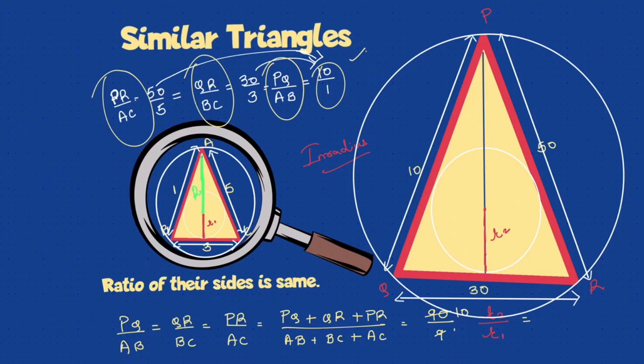Similarly, I draw a circumcircle, that is drawn outside the triangle. This will also have its radius because it's a circle. Let R2 be the radius of the bigger circle and let R1 be the radius of the smaller circle. So R2 upon R1 will always be equal to the same ratio. So remember the result when two triangles are similar.